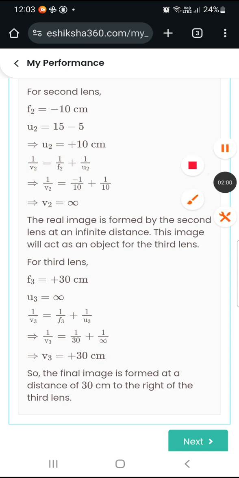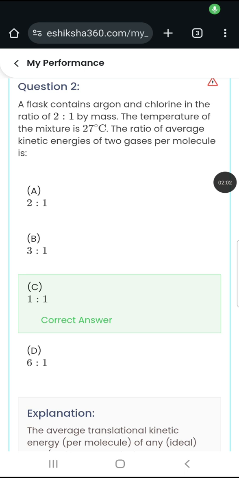A flask contains argon and chlorine in the ratio of 2:1 by mass. The temperature of the given mixture is 27 Celsius. The ratio of average kinetic energies of the two gases per molecule is 1:1.